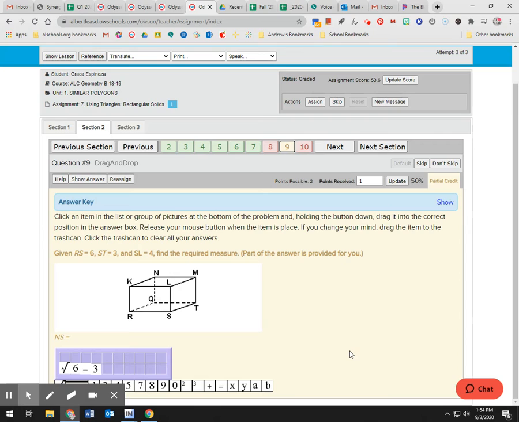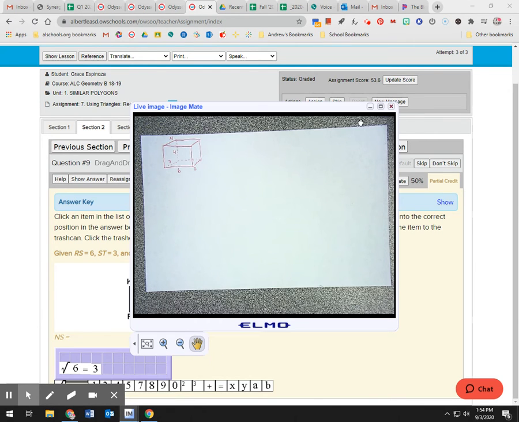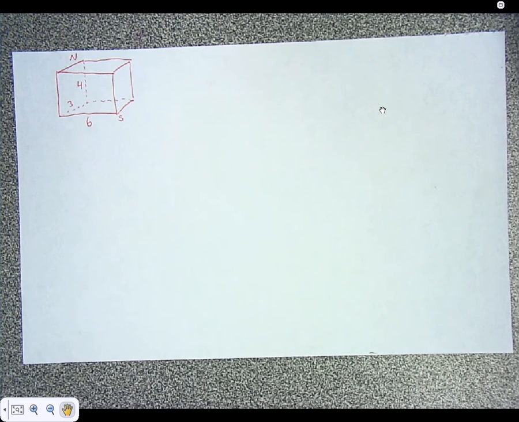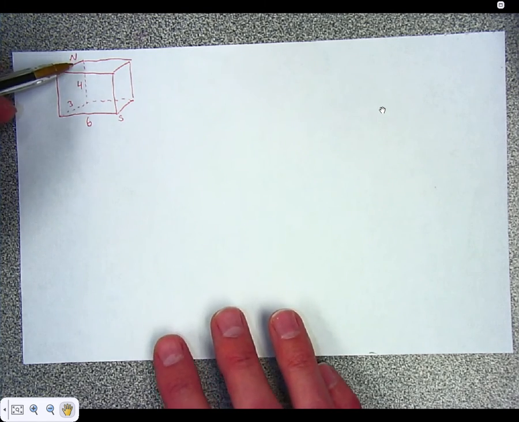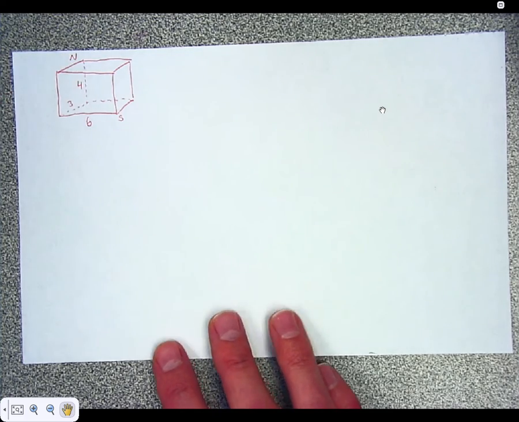So here's the problem. They've given us some information here. They've said that RS is 6, ST is 3, and SL is 4. So the height is 4, the width is 6, and the depth is 3. And I'm going to switch over to this picture here now. So I've attempted to draw this. You have to put up with my drawing a little bit. But here's the picture of the problem we're doing.